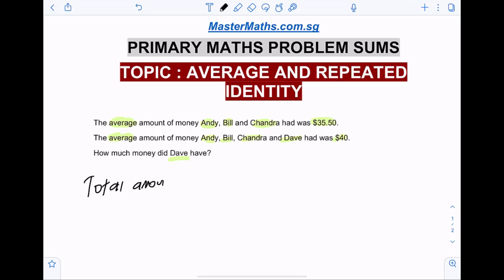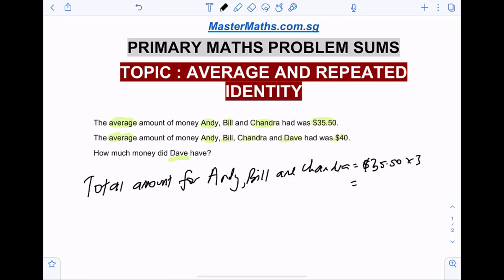Total amount for Andy, Bill and Chandra. That will be equals to $35.50 times 3. 35.50 times 3, $106.50. $106.50. Now we do the same thing for the other statement.